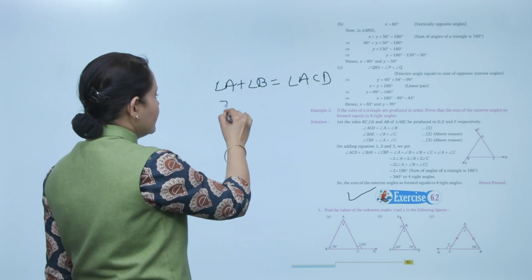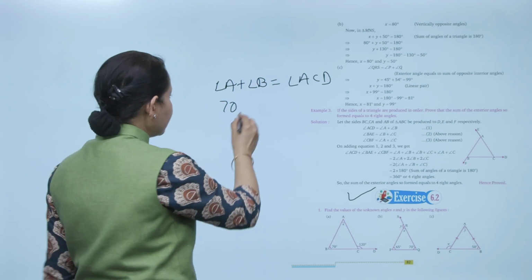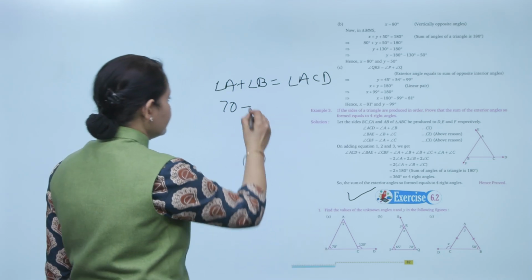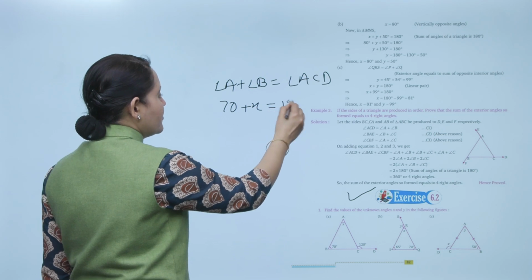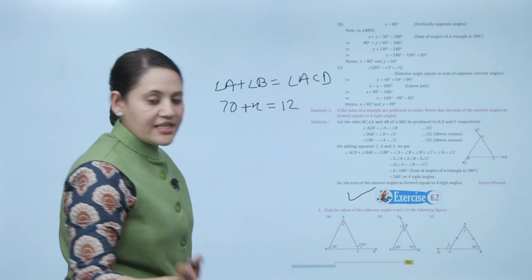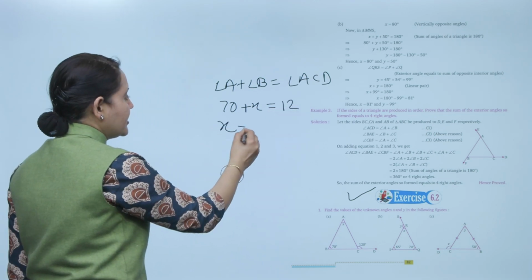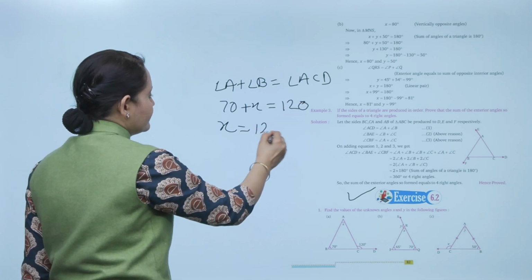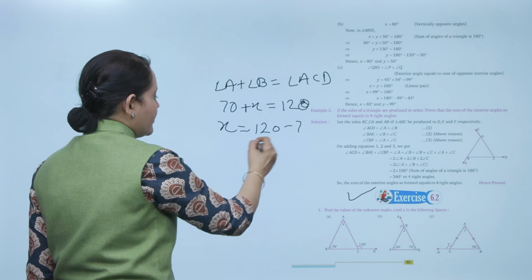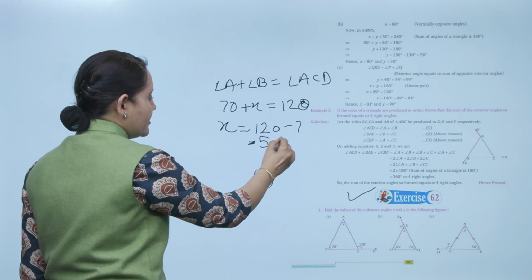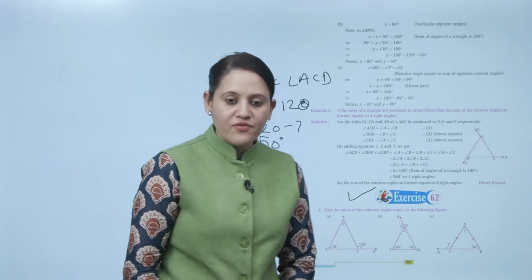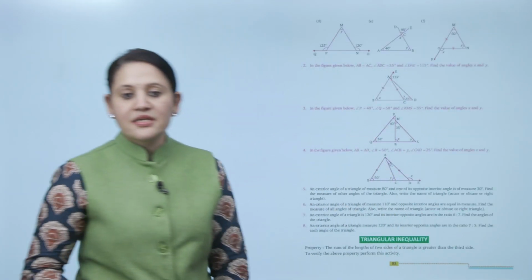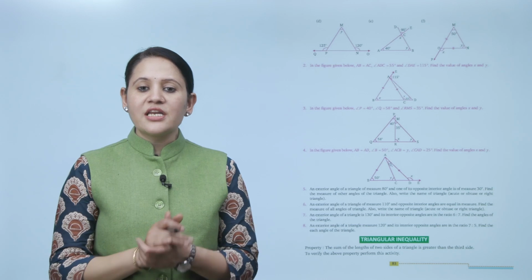meaning 70 plus x degrees equals 120 degrees. So what will be the value of x? x equals 120 minus 70, that is equal to 50 degrees. So angle A will be 50 degrees. Next is triangular inequality.